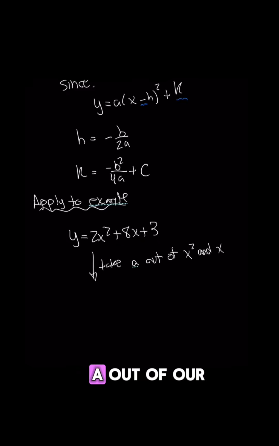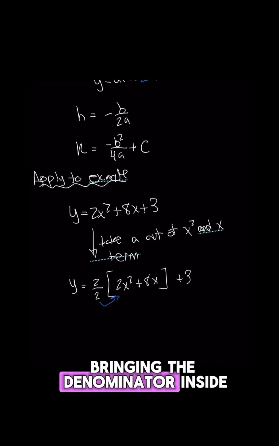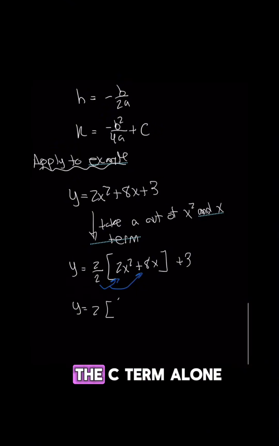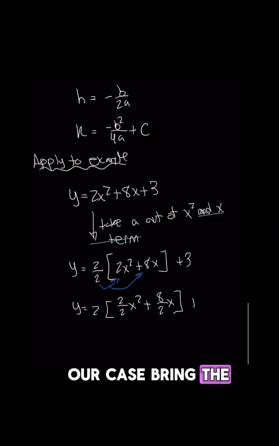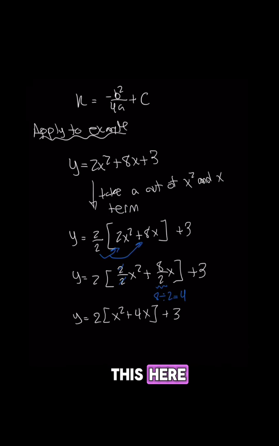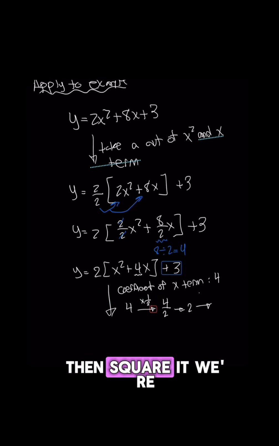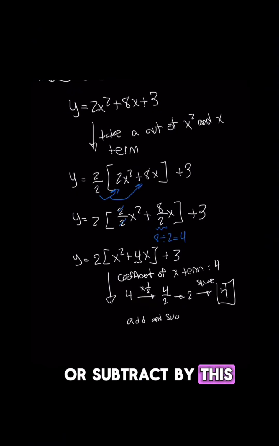The first step is to take a out of our x squared and x term. Do that by multiplying by 2 over 2, bringing the denominator inside the bracket, noting that we leave the c term alone, which is 3 in our case. Bring the 2 in the denominator inside the bracket, do some simple simplifications, and we arrive at this here. Take the coefficient on the x term, which we identify as 4, multiply it by 1/2, then square it. We're going to have to add and subtract by this term here, 4.